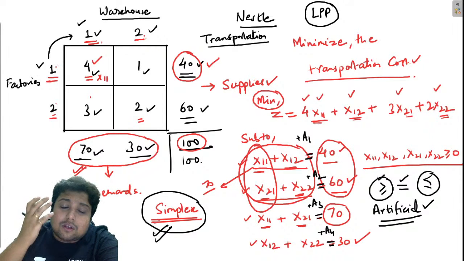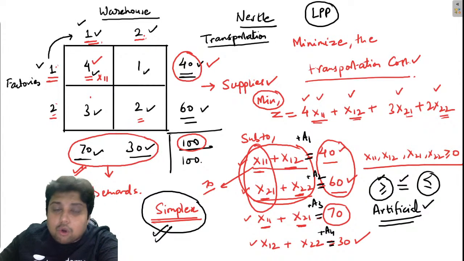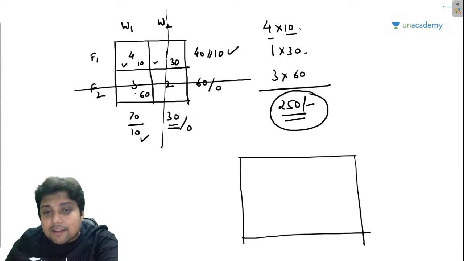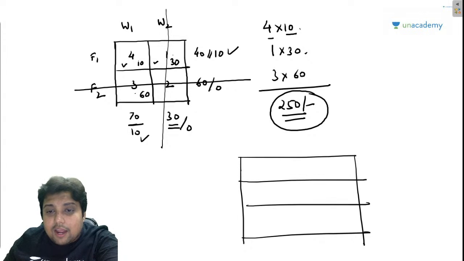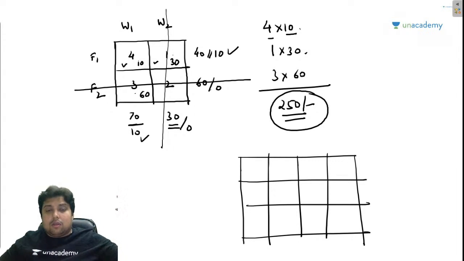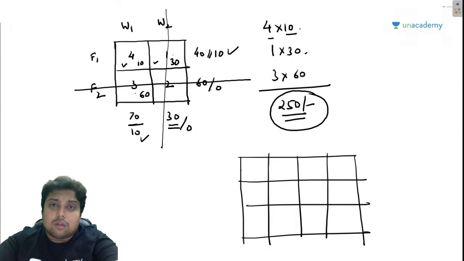Just consider this, my friends, that there are only 2 rows and 2 columns in this matrix. Suppose this matrix would have been a bit bigger, like a 3 cross 3 matrix, or rather let us consider a 3 cross 4 matrix, with 3 factories and 4 godowns.